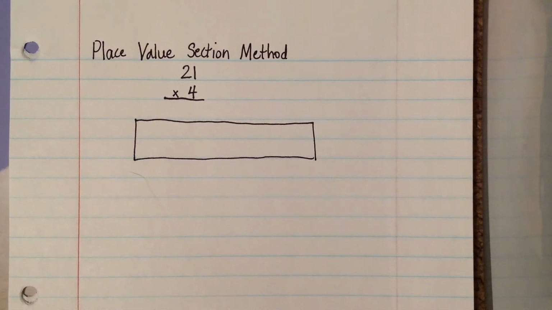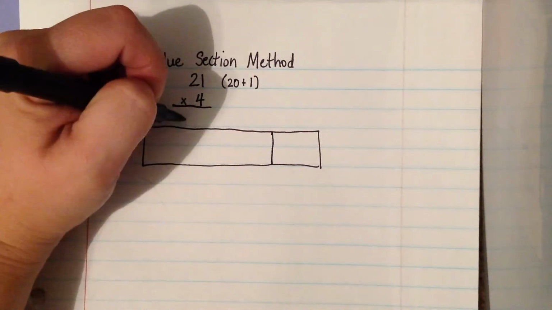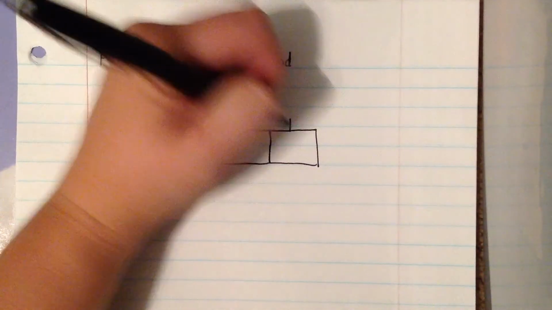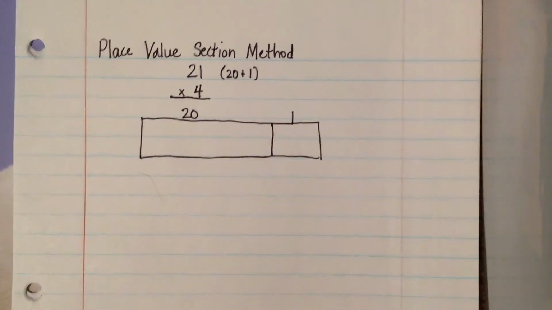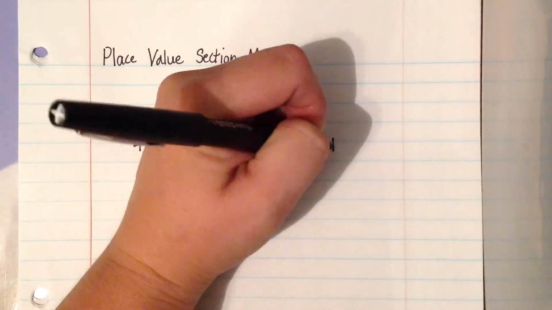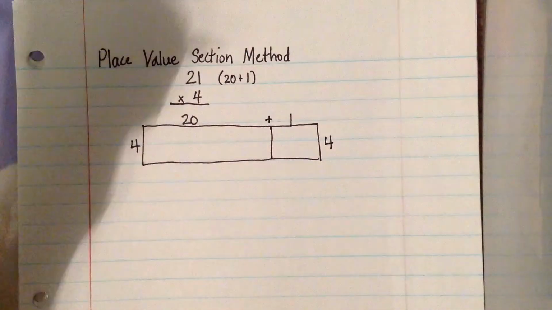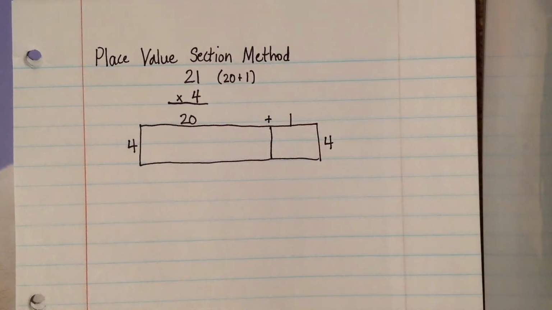Again, I'm going to take apart my top number, my 21, into expanded notation, which is 20 plus 1. And that's going to be what goes at the top. 20 and 1. This time around, I'm going to put my 4 on the vertical on both sides. I have a plus sign here to tell me that I'll be adding the two boxes together.